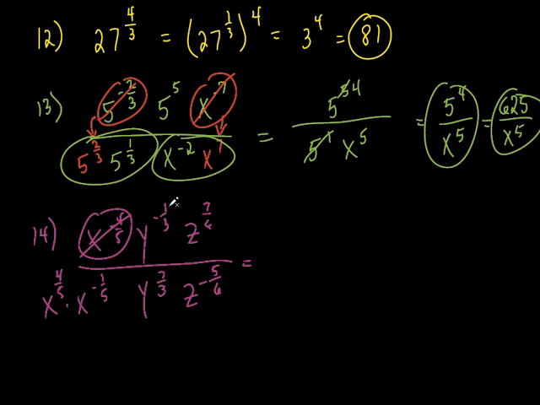Okay? What about this one? Which one do you want to flip? Well, obviously, the negative one. Flip the negative down to the bottom. So that gives you y to the 1/3. And that goes away. What about this one? Which one are we going to flip? The negative one. So we're going to take this, flip it to the top, and it's going to be z to the positive 5/6. That shouldn't be a big problem, should it?